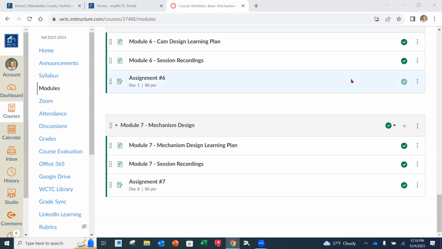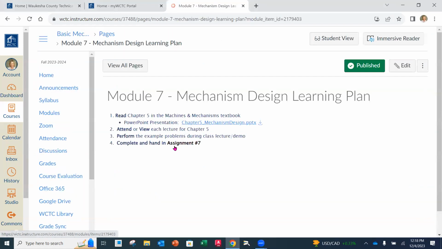Okay, so we're going to start looking at our very last module, which is module 7, mechanism design. As we look at the learning plan here, you're going to notice that we're going to jump back to chapter 5 in our book. I do have a PowerPoint presentation that we're going to be using to guide us through the chapter. There are some sections that we don't go over. I kind of focus on the things that are most important in here, so our PowerPoint will help us with that.